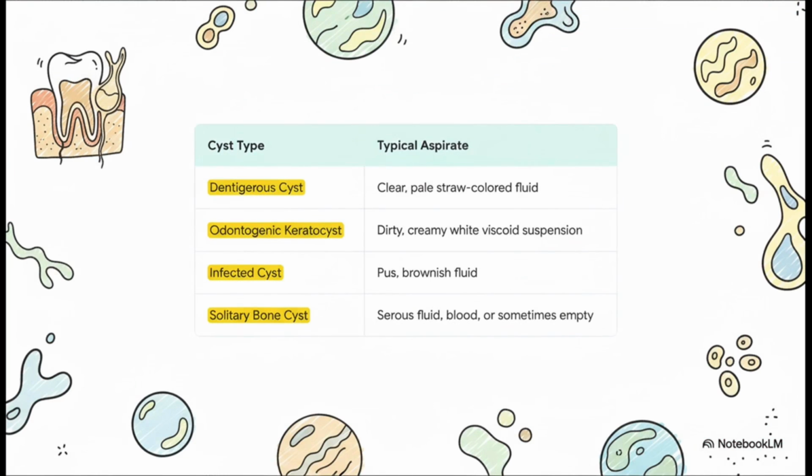And one of the first diagnostic steps is actually pretty cool and kind of low tech. A surgeon can just use a needle to draw out a little bit of the fluid inside. And as you can see from this chart, what comes out tells a huge story. Is it clear and straw-colored, or is it this thick, creamy white stuff? Each one points to a different type of cyst.